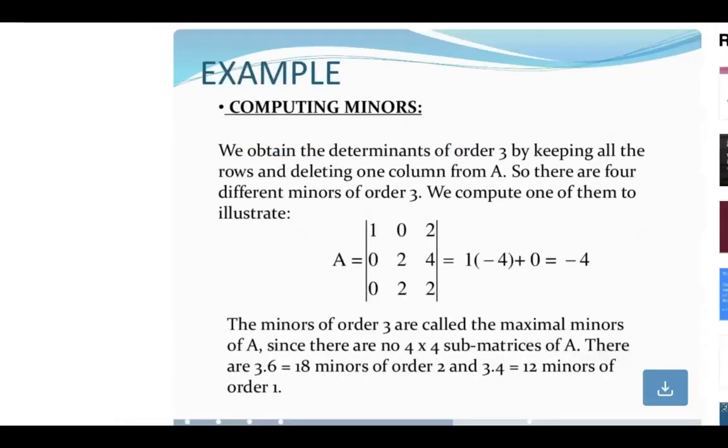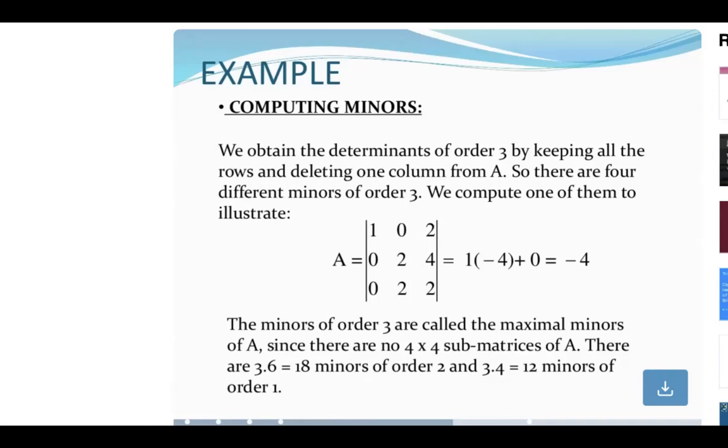Example, computing minor. We obtain the determinants of order 3 by keeping all the rows and deleting one column from A. So there are 4 different minors of order 3. We compute one of them to illustrate. The determinant of the given matrix A is -4. The minors of order 3 are called the maximum minors of A, since they are 3 by 3 submatrices of A.